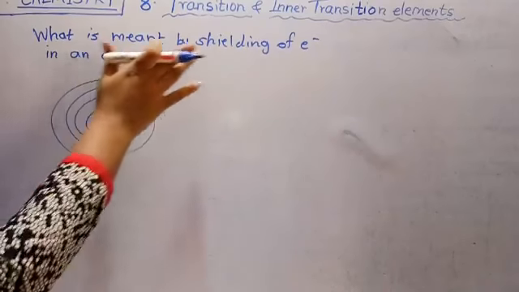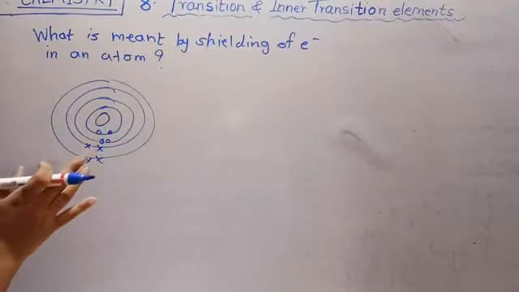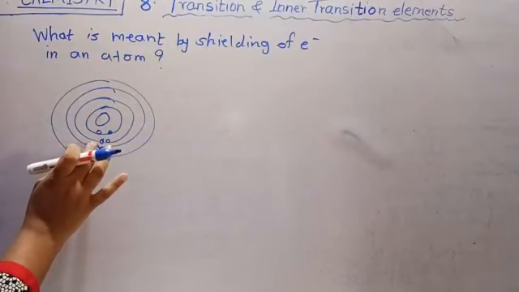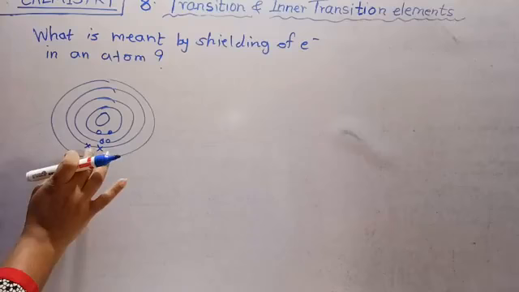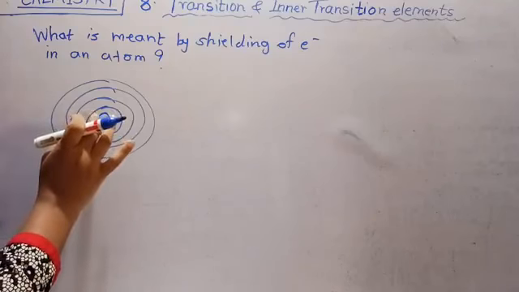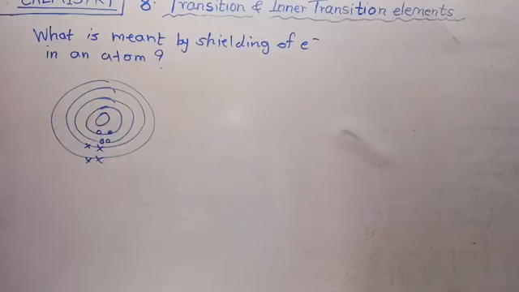Electron shielding refers to the blocking of the attraction of valence shell electrons by the nucleus due to the presence of inner shell electrons. Right? This is the shielding of electrons in an atom.